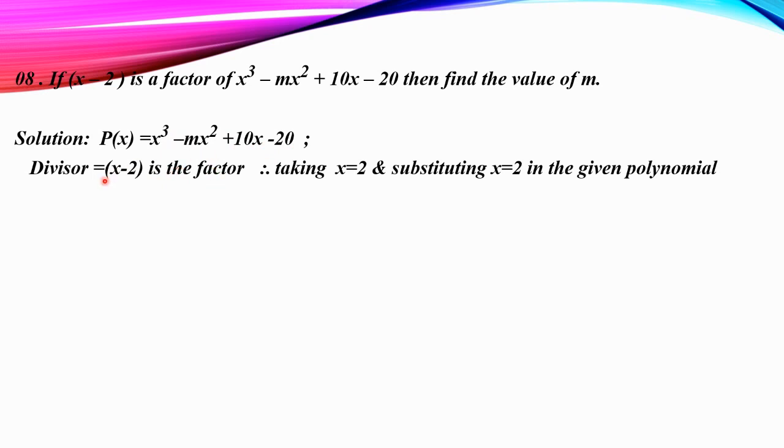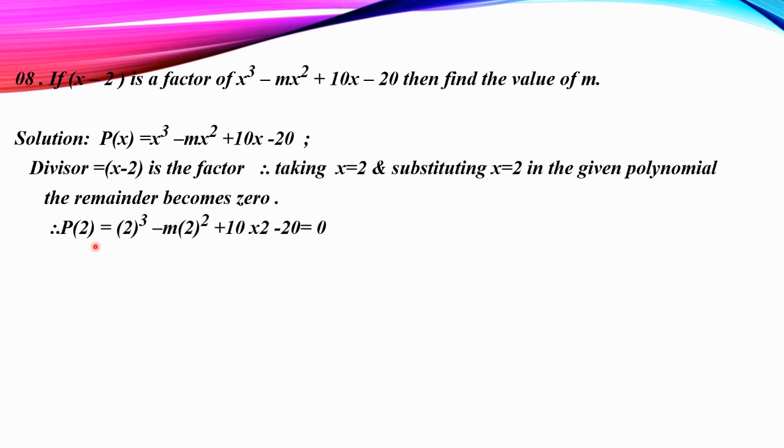So taking the divisor, x minus 2 is the factor, x will be equal to 2 and substituting x equal to 2 in the given polynomial, the remainder becomes 0. Therefore, p(2) is equal to 2 raised to power 3 minus m into 2 raised to power 2 plus 10 multiplied by 2 minus 20, and that will be equal to 0 as x minus 2 is the factor.